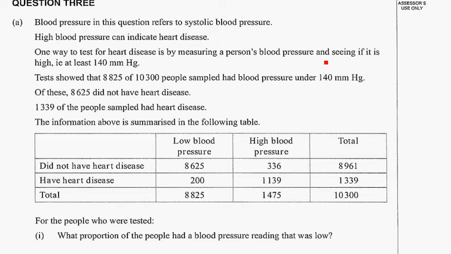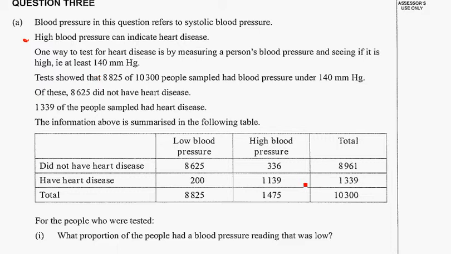Right, this is a 2013 external, question 3. You could pause now and read through the question. Take your time, make sure you understand what it's about. Once again, we're back to blood pressure and heart disease. In particular, this sentence: high blood pressure can indicate heart disease. So one way to test for it is by measuring blood pressure, seeing if it's high.